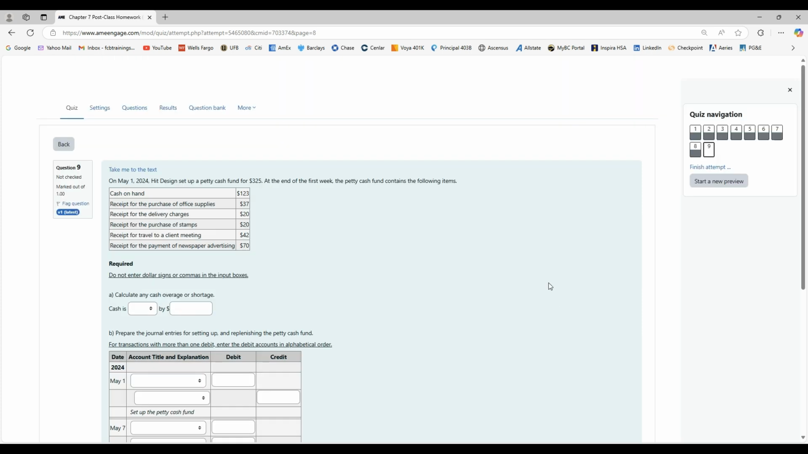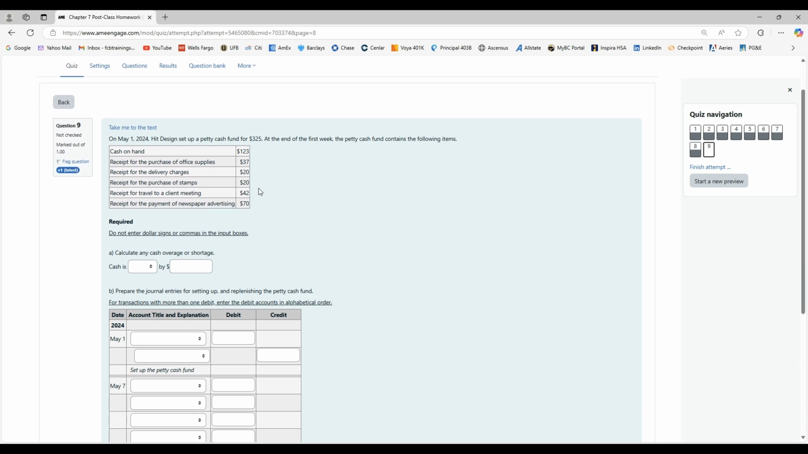Question number 9. And in question number 9, it says on May 1st, we set up a petty cash fund for $325, and then it contains these items. Okay, so what would be easier is to copy this into an Excel spreadsheet I have off to the side. So I'm just gonna paste those in.